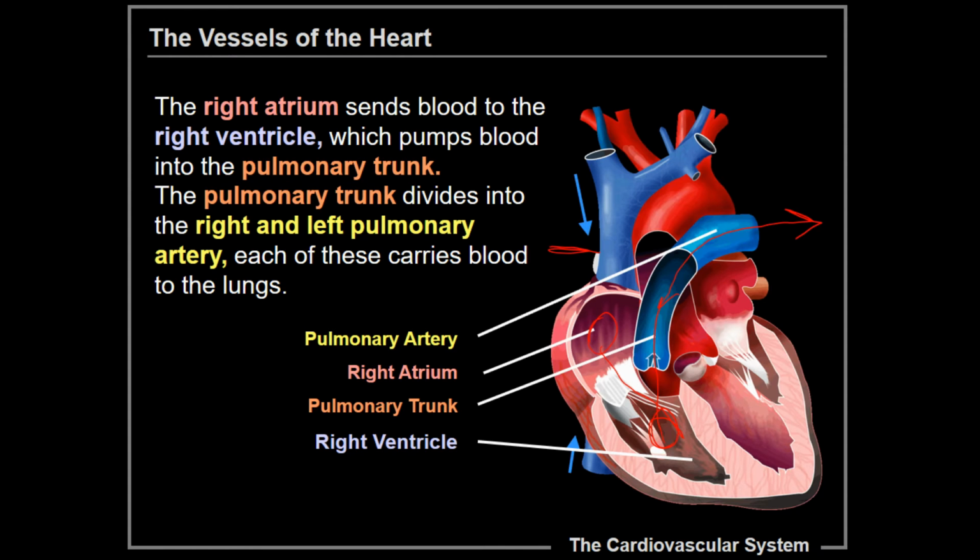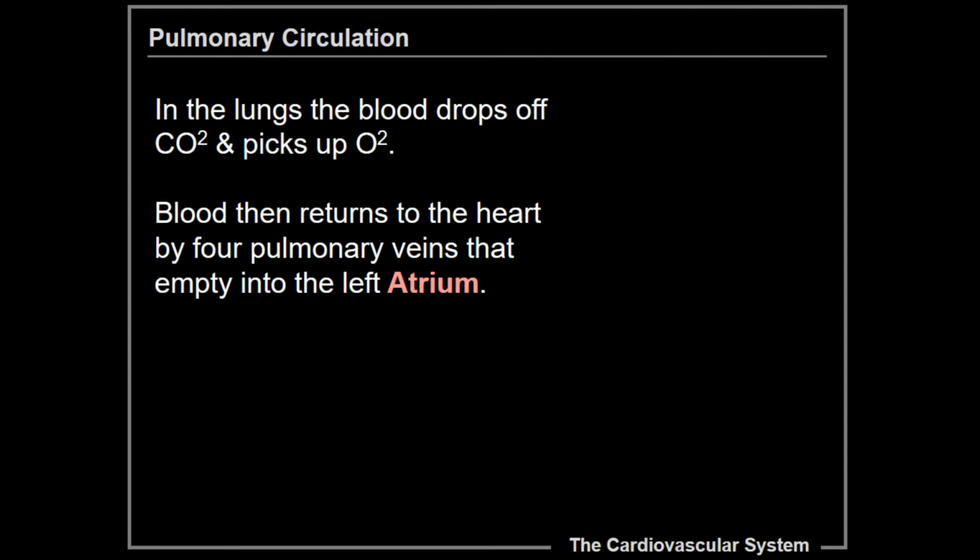In the lungs, the blood drops off CO2 and picks up oxygen, O2, which we have talked about in great detail in our last unit. Blood then returns to the heart by 4 pulmonary veins that empty into the left atrium. And remember, as I said earlier, and I will say many, many times, all veins bring blood back to the heart.